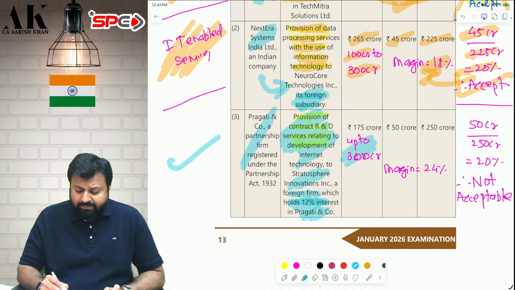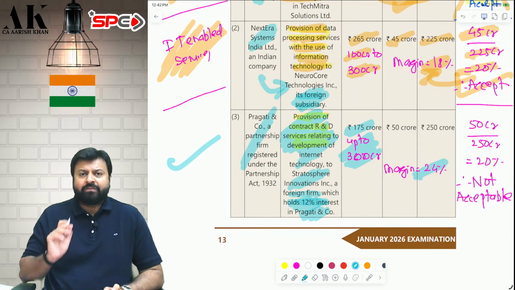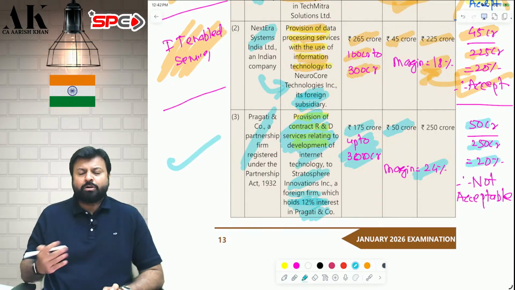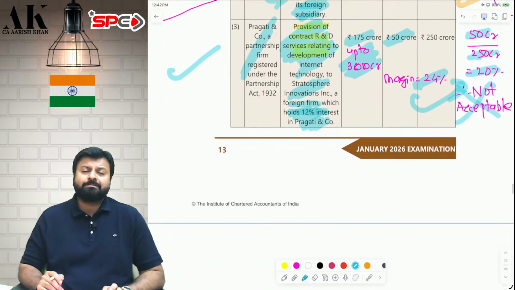Now, if your transaction value is up to 300 crore, in this case it is 175 crore, you should show a margin of at least 25%. Now, what is the margin? 50 crore divided by 250 crore, the actual margin is 20%, which is lower than the safe harbor margin. Therefore, safe harbor is not applicable.